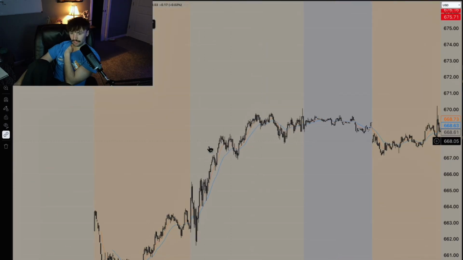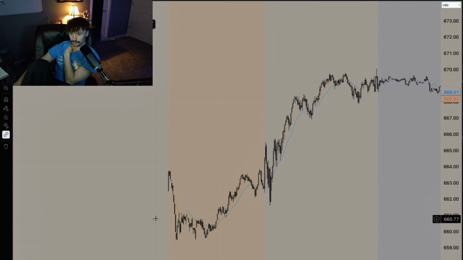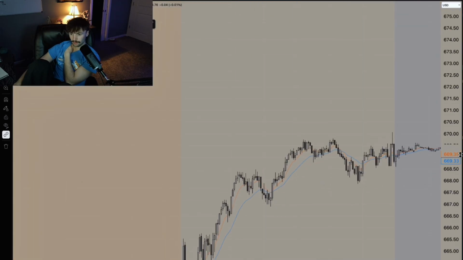Like I said, it's not going to be every day. I mean, you guys can see I'm swiping through days like crazy because not every day is going to have a perfect liquidity sweep. Is this one?